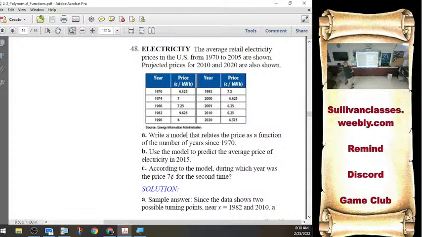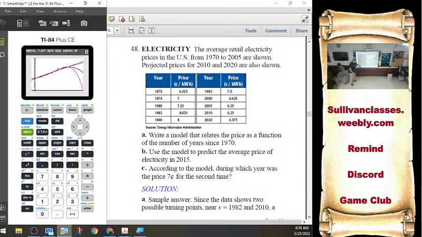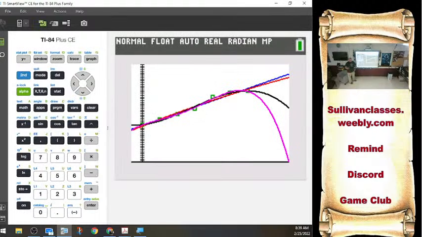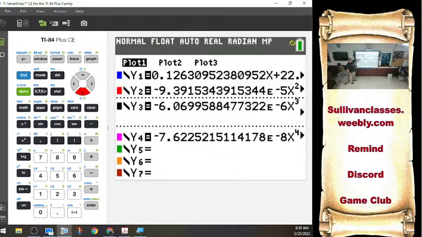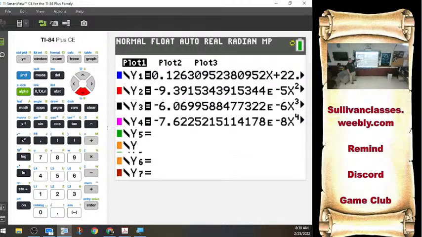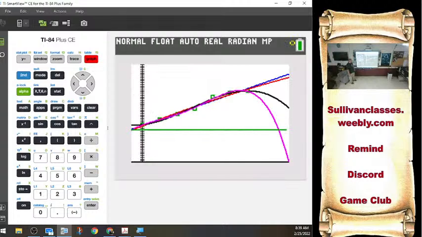Okay, according to the price model, during which year was the price 7 cents for the second time? Okay, so remember how, all right, our spaghetti monster from our last one yesterday. If they said, when is y this? We remember that that's go put y in. Go put something in here and say, oh, 20. You graph it. Okay? And you make the intersection. Which model do I choose?